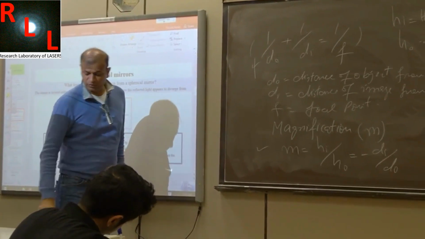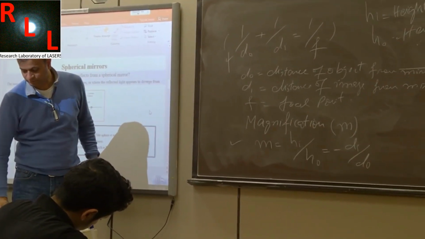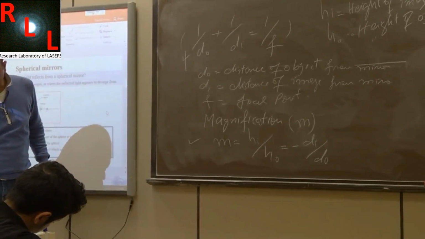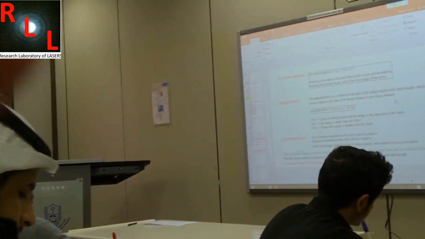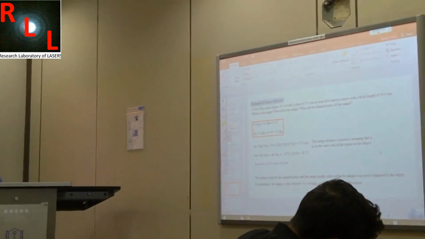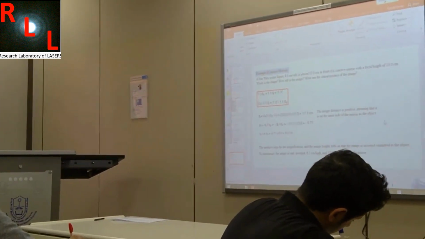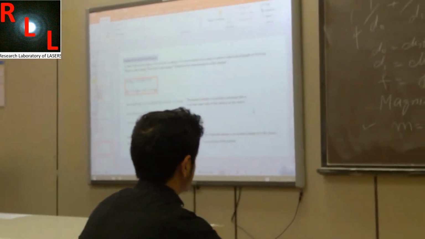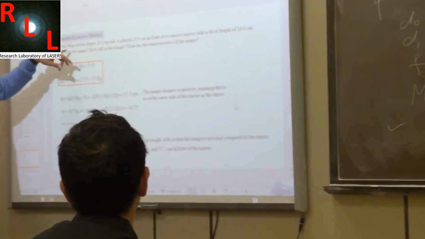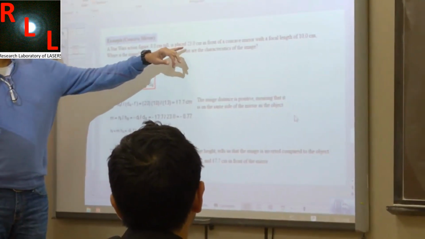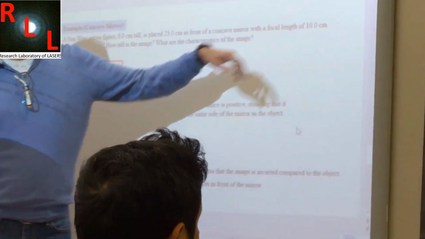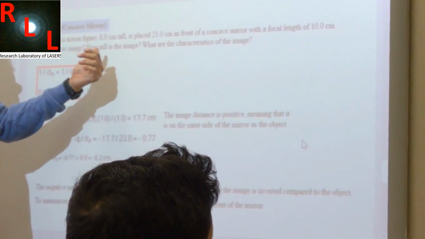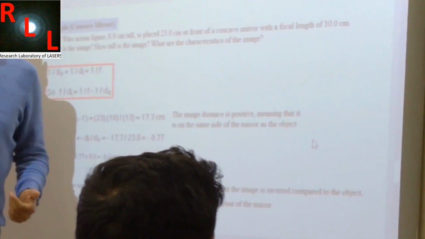Now there is a problem. We try to solve the problem. The problem is very simple, but people need to have an idea. A Star Wars action figure 8 centimeter tall is placed 23 centimeter in front of a concave mirror with a focal length of 10 centimeter. Where is the image? How tall is the image? What are the characteristics of the image?